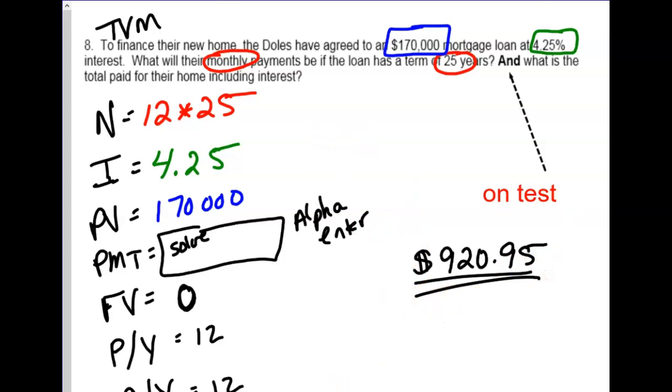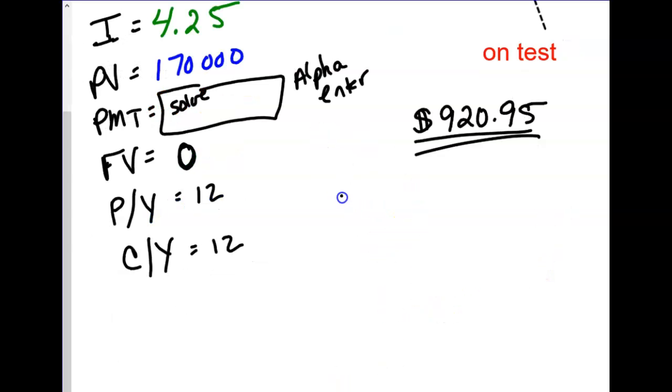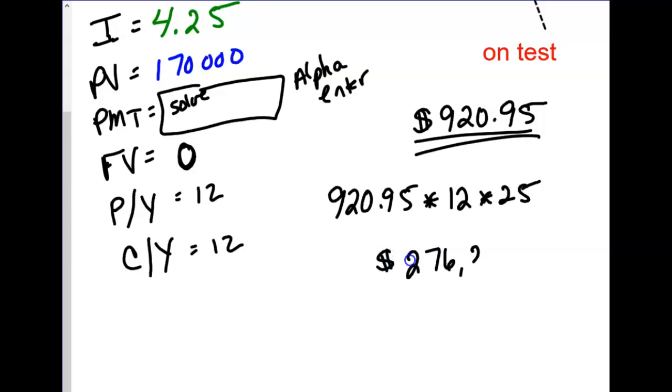Then they also want you to find how much money you end up paying for the house itself. So you take that $920.95 and multiply it by 12 times 25, which yes is 300, because monthly payments for 25 years. How much did you pay for this house, people? $276,286.43. Nailed it.